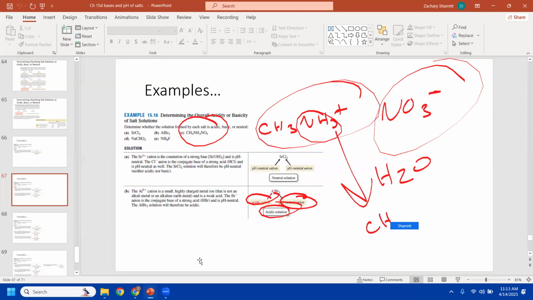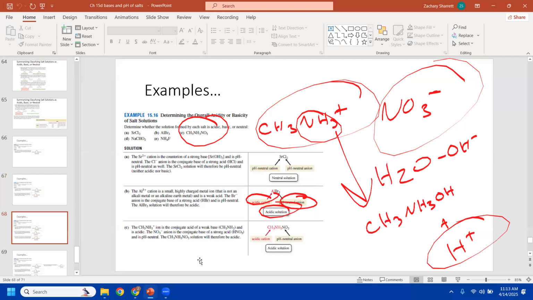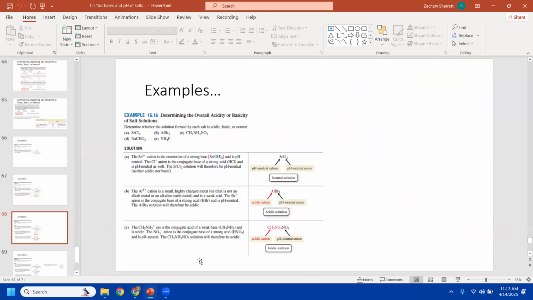So it's going to make CH3NH3OH, which pulls an OH minus out of this. What is that going to leave? An H plus. So that would be an acidic cation, and we would say it is an acidic solution over here. So you have to break it apart into parts and figure it out.